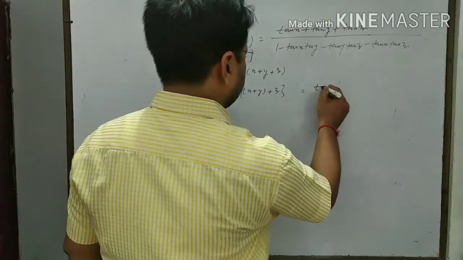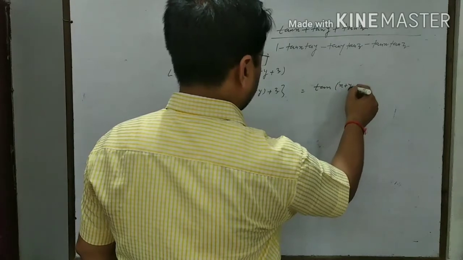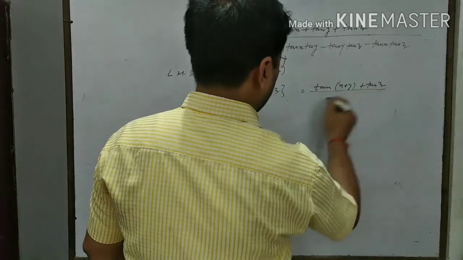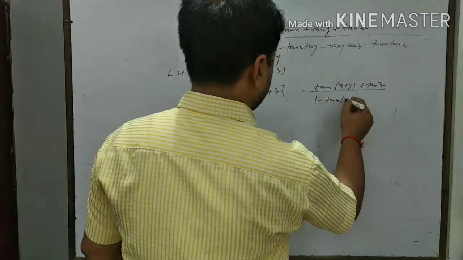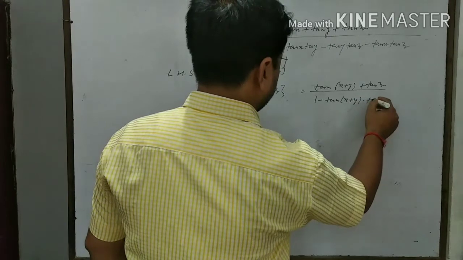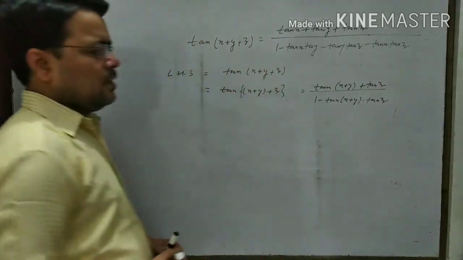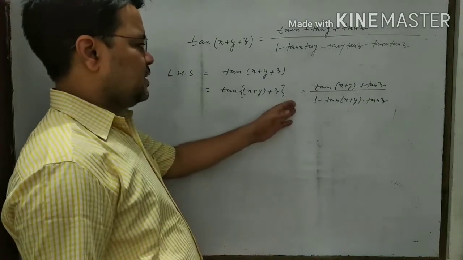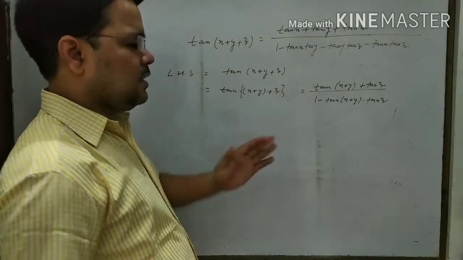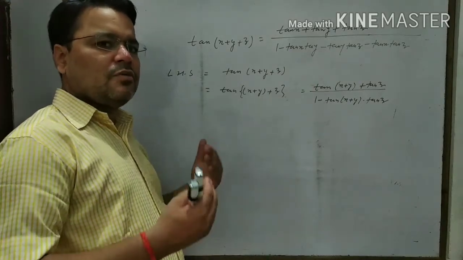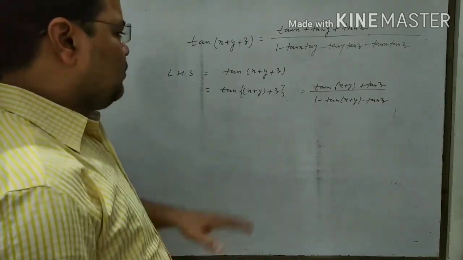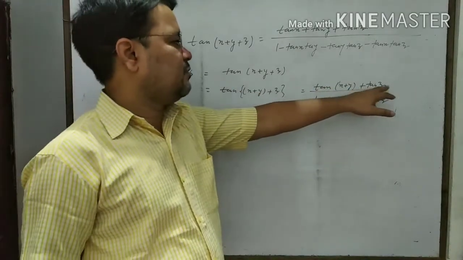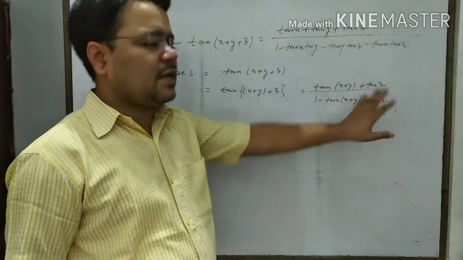Its value will be tan x plus y plus tan z upon 1 minus tan x plus y into tan z. Okay, very simple. About this I explained yesterday that tan x plus y will be tan x plus tan y upon 1 minus tan x tan y. So if we take here x and here y, then it is tan x plus tan y upon 1 minus tan x tan y.